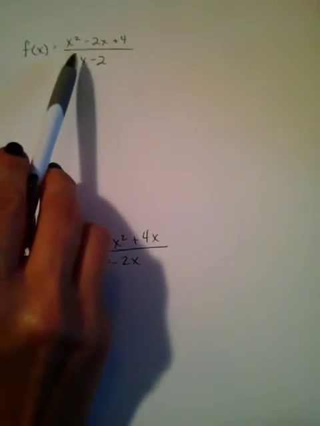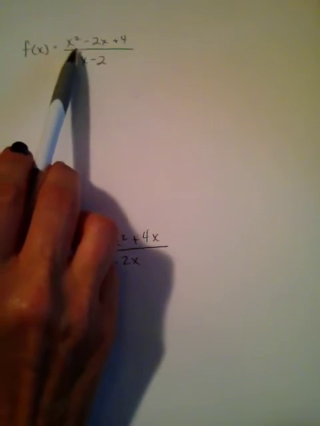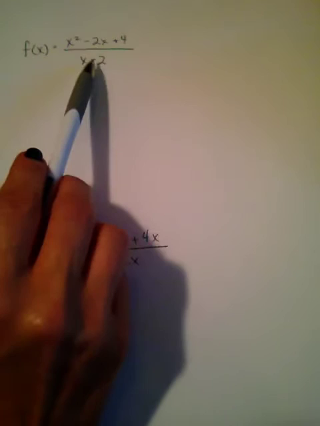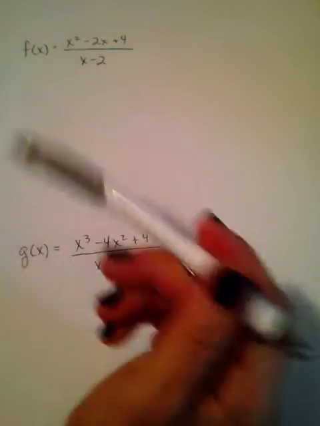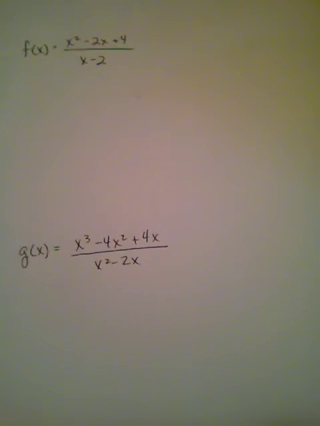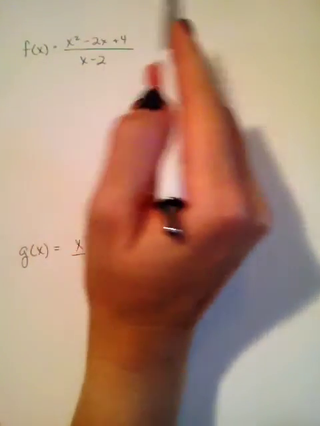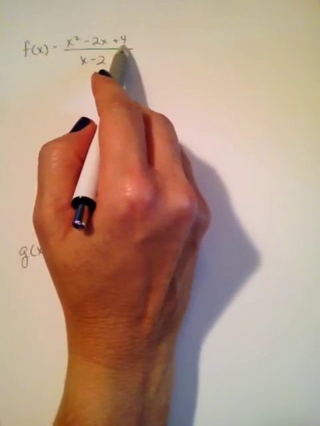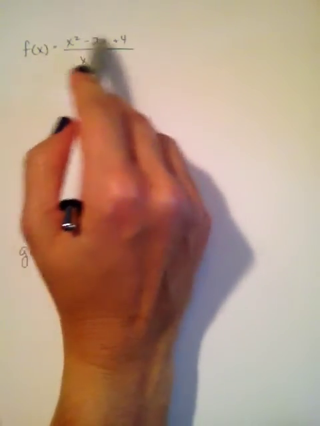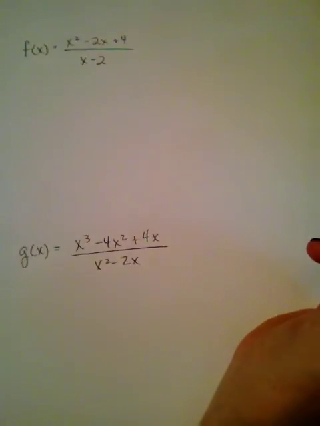So if we look at f of x, we have f of x equals x squared minus 2x plus 4 divided by the quantity x minus 2. The first thing I'm looking for is, are there any common factors? And if I look at x squared minus 2x plus 4, I can't actually factor that. So there are no common factors.